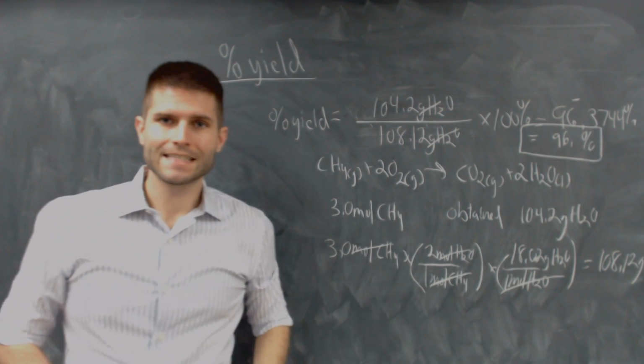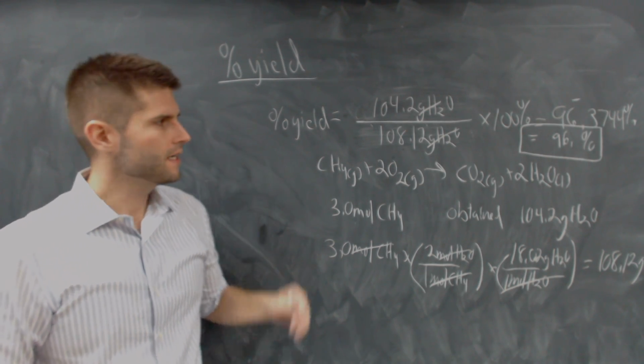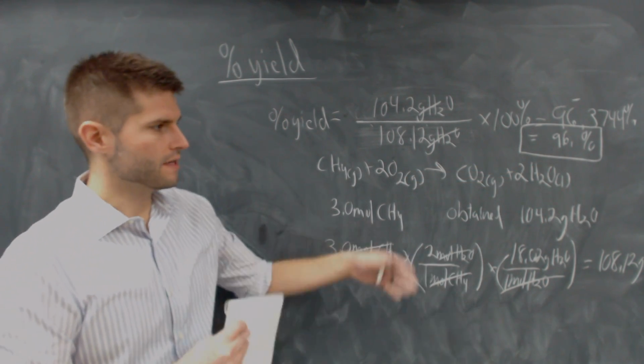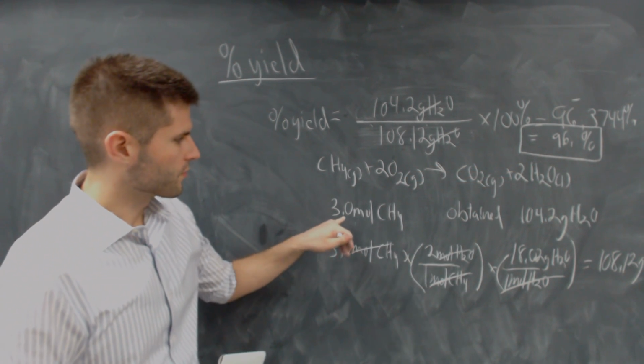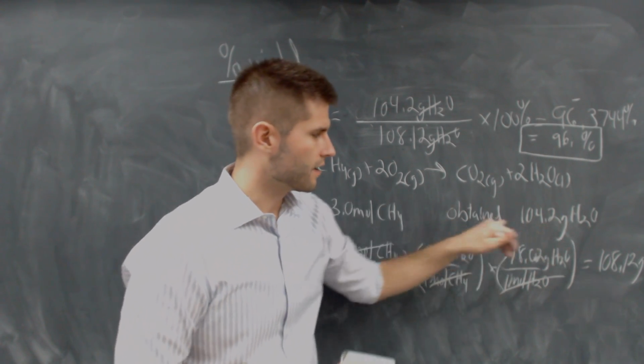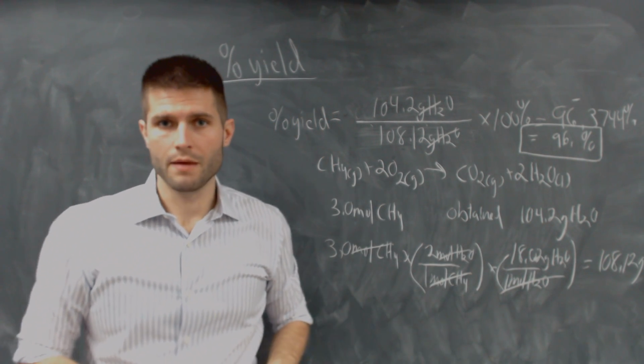This is a 96% yield. What that means is every time you perform this experiment, you can predict that 96% of your product is going to be made. So from 3 moles of methane, you've made 96% of the water that you thought you were going to make.